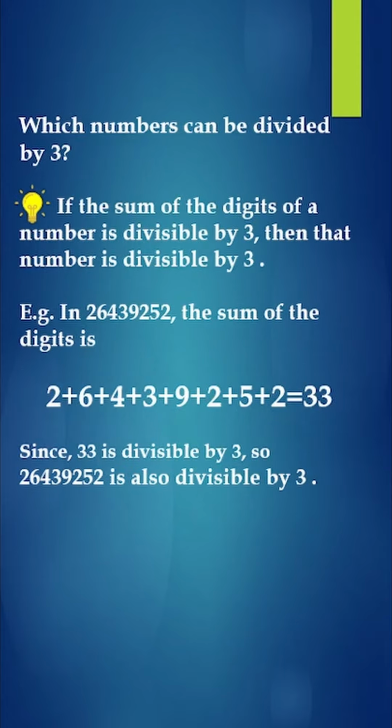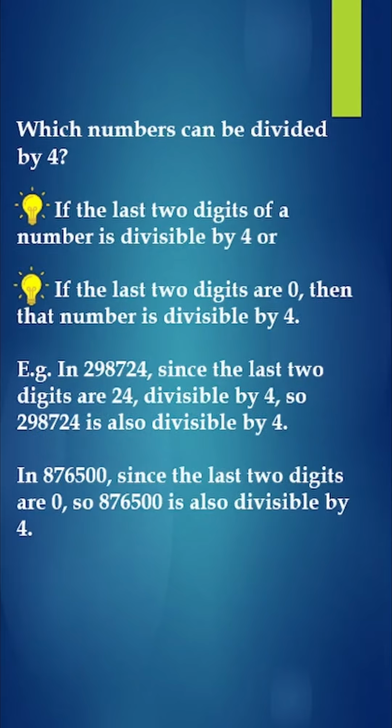Next we see which numbers can be divided by 3. To check if a number is divisible by 3, whatever the size of the number, we individually add all the digits of the number. We get a sum. Now if this sum is divisible by 3, we can say the entire number is also divisible by 3. Let's move on.